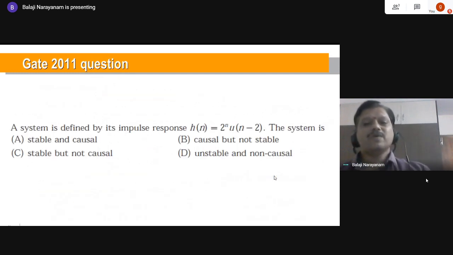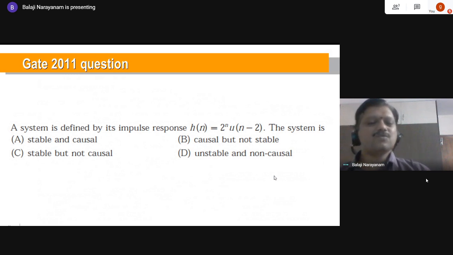Now again, we will take another GATE question, which is given in the year 2011. A system is given by its impulse response. What is meant by impulse response? If an impulse signal is given as an input signal, then the output signal is said to be the impulse response. Response is nothing but the output. h of n is equal to 2 power n u of n. You are asked whether it is stable and causal.